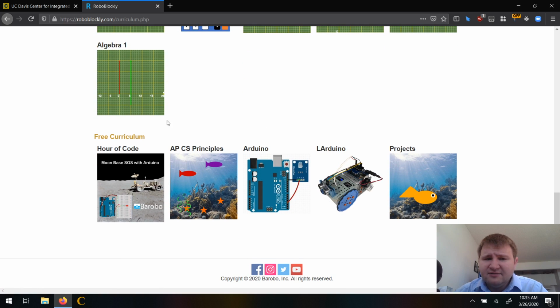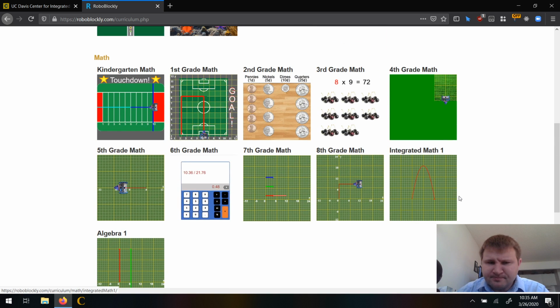Just below the math activities, we also have a number of courses that are part of our free curriculum. We have Hour of Code, AP CS Principles, Arduino, and LinkBot Arduino, which is more for sensor-based robotics. And then we have a number of projects that support geometry and art and animations and really going the next step with coding and robotics.